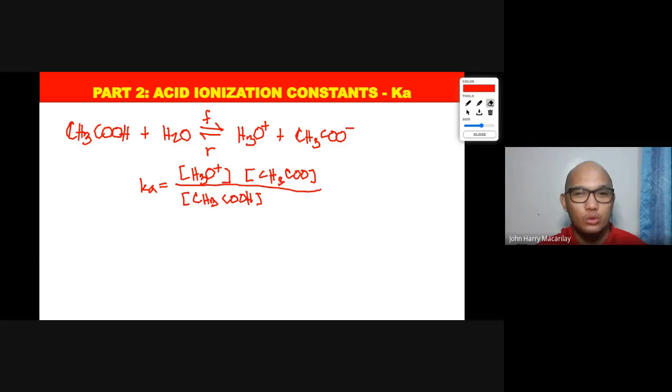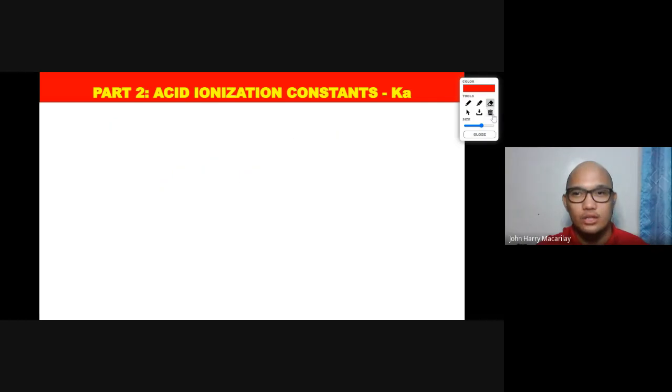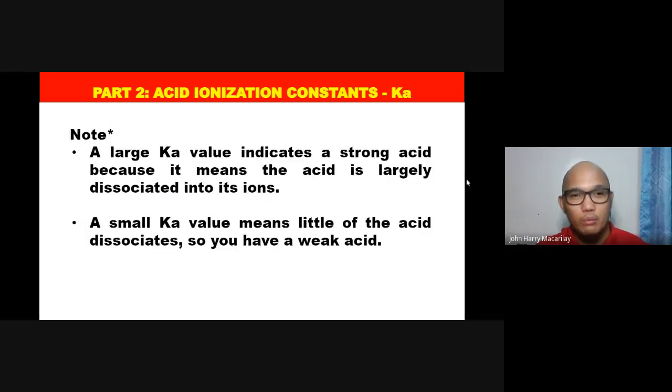So Ka is equivalent to your ionized over your unionized, or product over reactant, or dissociated over undissociated. Okay? So that's your ionization constant of the acid, or acid ionization constant. What we have to remember here is a large Ka value indicates a strong acid, because it means that the acid is largely dissociated into its ions, because of complete ionization. And then a small Ka value means little of the acid dissociates or ionizes. So we have now a weak acid.